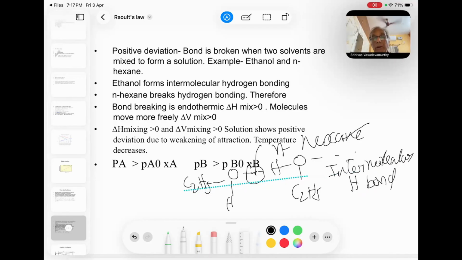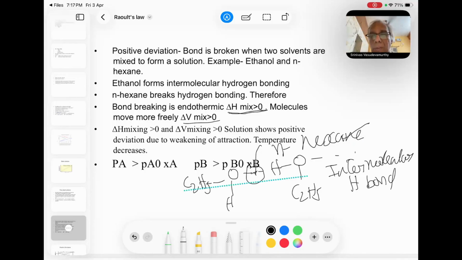So here the bond has to be broken. To break a bond, I have to supply energy. It's an endothermic process, so delta H mixing is greater than 0. Right? Now the bond is broken, so what happens? The molecules are more free to vaporize. They can vaporize easily and move more freely now. So delta V mixing is greater than 0 because it occupies more space, as the hydrogen bonding is broken here.